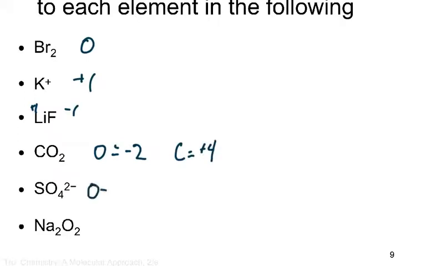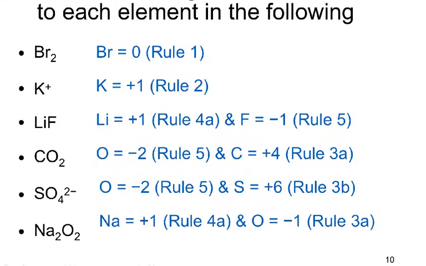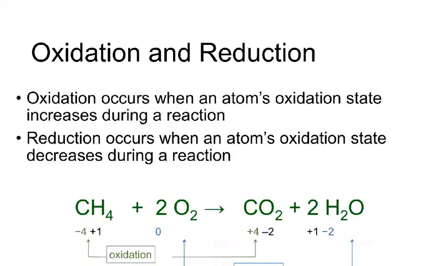Here my oxygens are assigned a -2. There are 4 of them. My overall charge needs to be a -2, so my sulfur gets a +6, which came from the -2 times 4 is -8. It needs to add up to -2, so that gets me a +6. Here my sodium is assigned a +1, which means this is the rare case where oxygen is not -2 because the sodium takes priority. It's assigned a -1. So there's that all worked out for you.